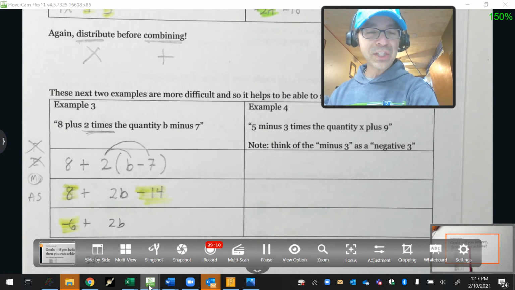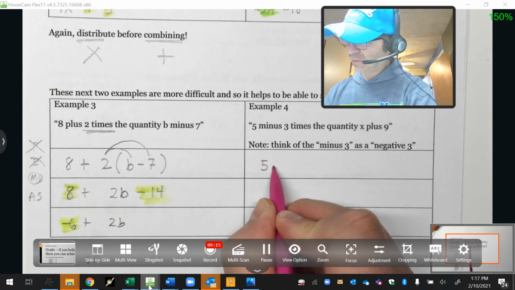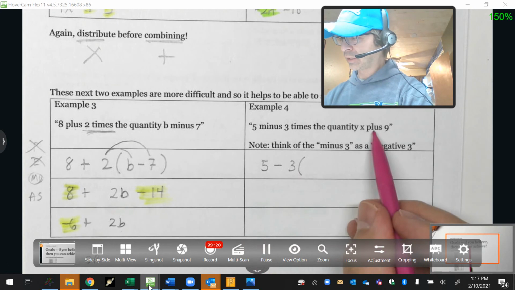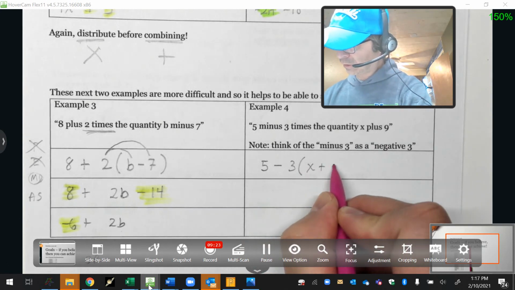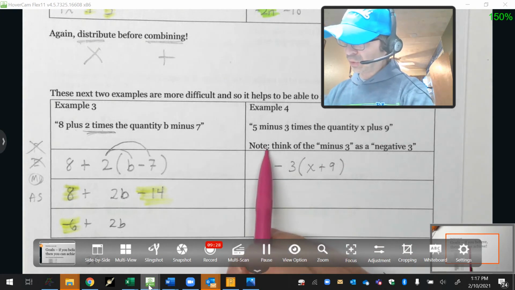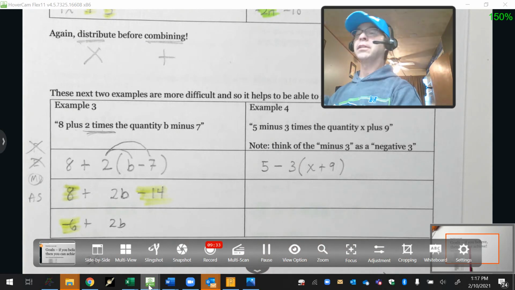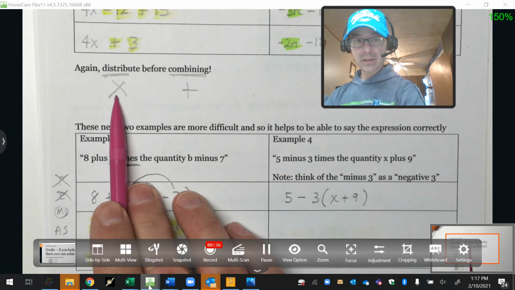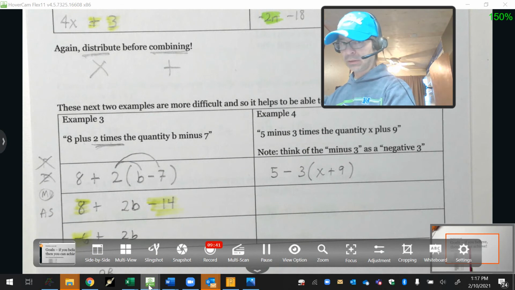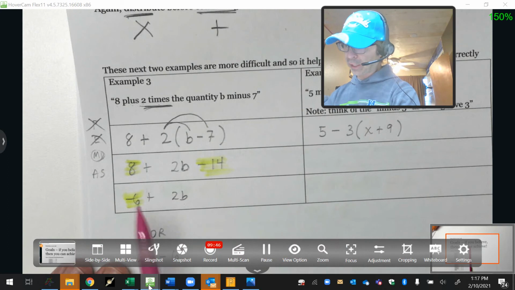Last example of the unit. 5 minus 3 times the quantity x plus 9. Oh, look, there's a note. Note, think of the minus 3 as a negative 3. So, watch this. We know that you must multiply before you add. You must distribute before you combine like terms. So I'm going to cover that 5 up because I know minus is going to be last. How do I know it's going to be last? It says so right there.